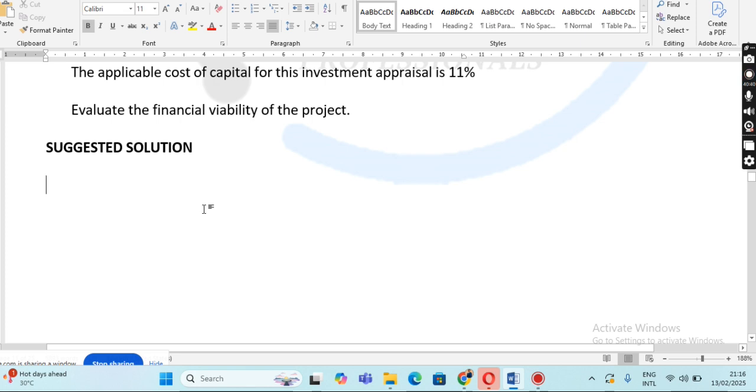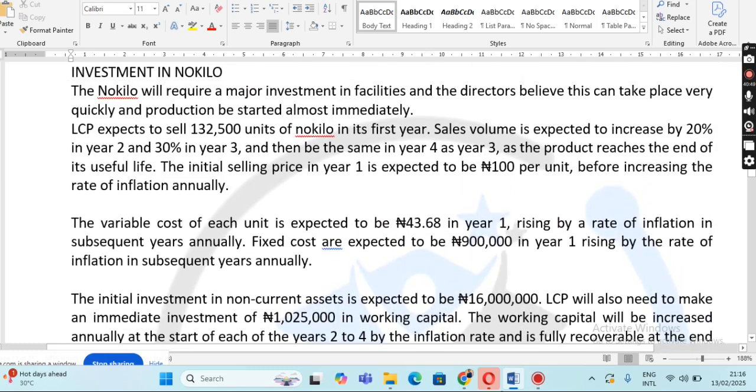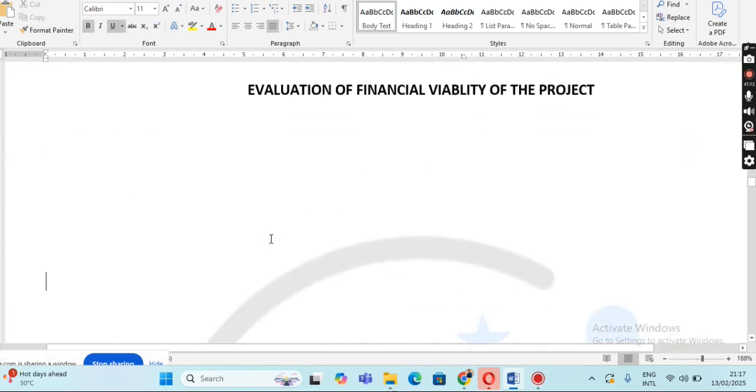Sales volume. So what happened to sales volume? Sales volume is expected to increase by 20% in year 2, and 30% in year 3. Please screenshot this. Is that not so? Okay, good.